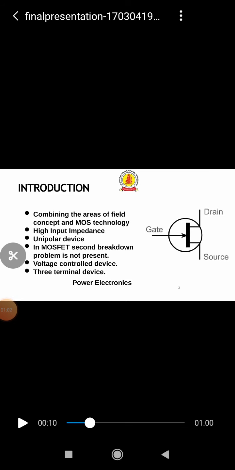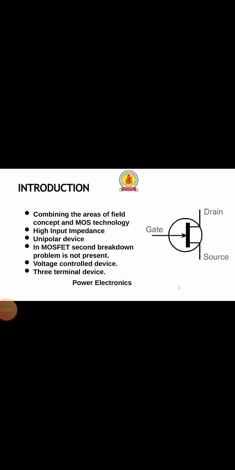Introduction. Combining the area of field effect concept and MOS technology, high input impedance, unipolar device. In MOSFET, second breakdown problem is not present. Voltage control device, three terminal device. As we know, the MOSFET and power MOSFET, what is the basic difference? MOSFET is used for low power ratings and power MOSFET is used for high power ratings.